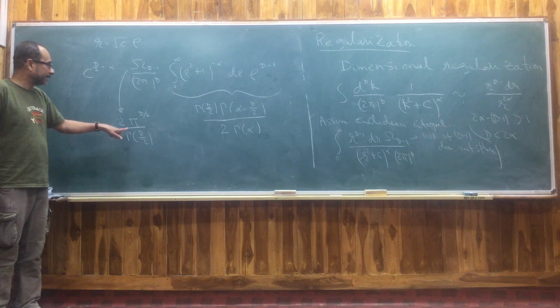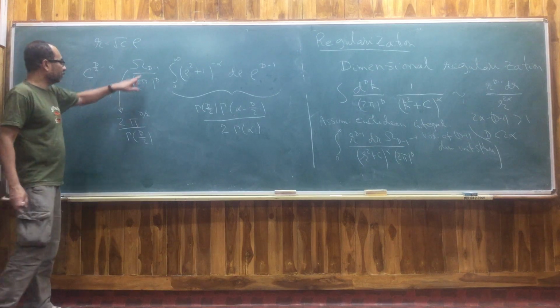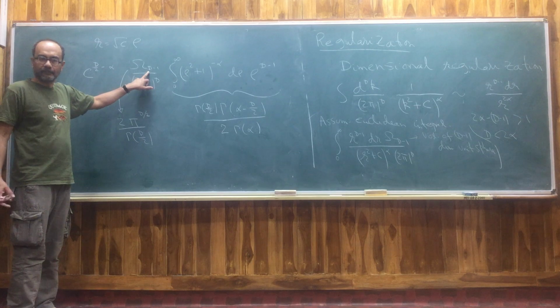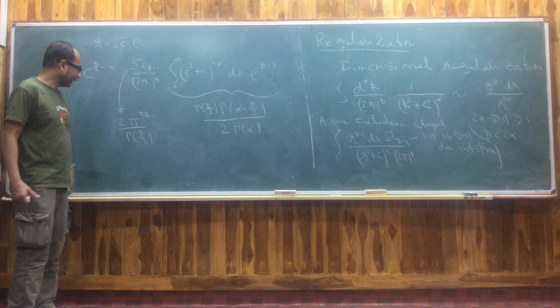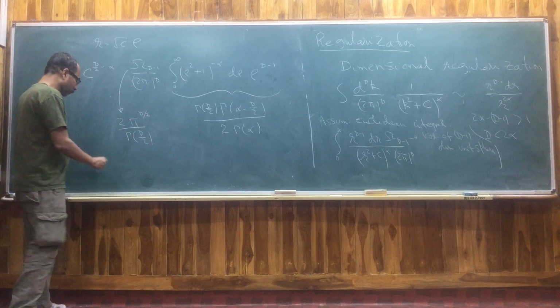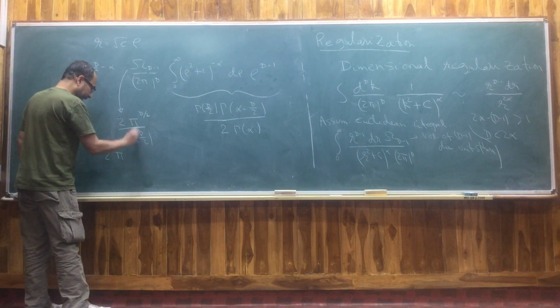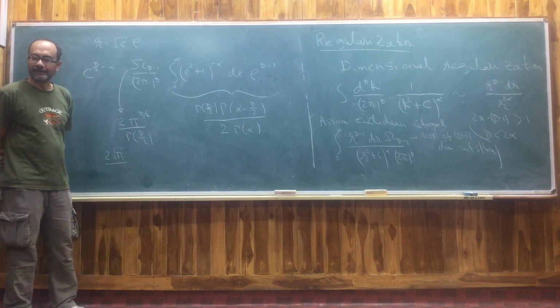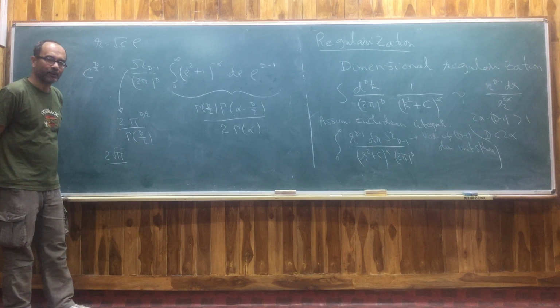So let's at least check that this has the right value for known cases. For d equal to 1, we expect omega 0, the volume of a 0 dimensional sphere, to be 1. So let's see what we get. 2 times, for d equal to 1, root pi divided by gamma of half. Gamma of half is how much? Root pi. Gamma of half is root pi.